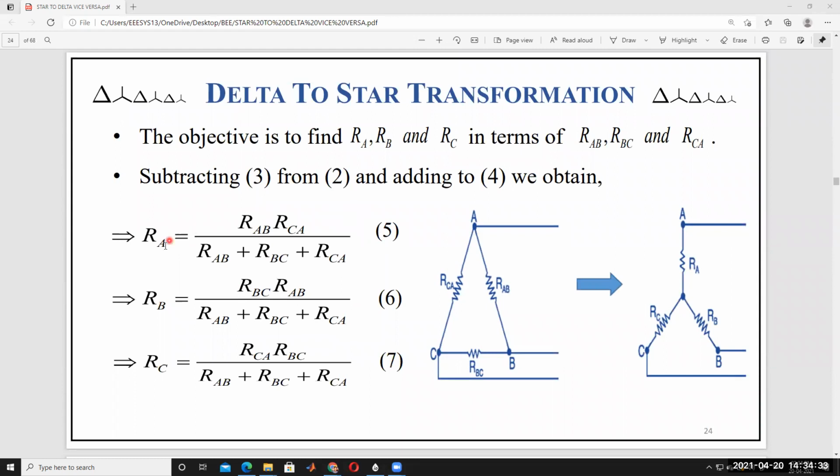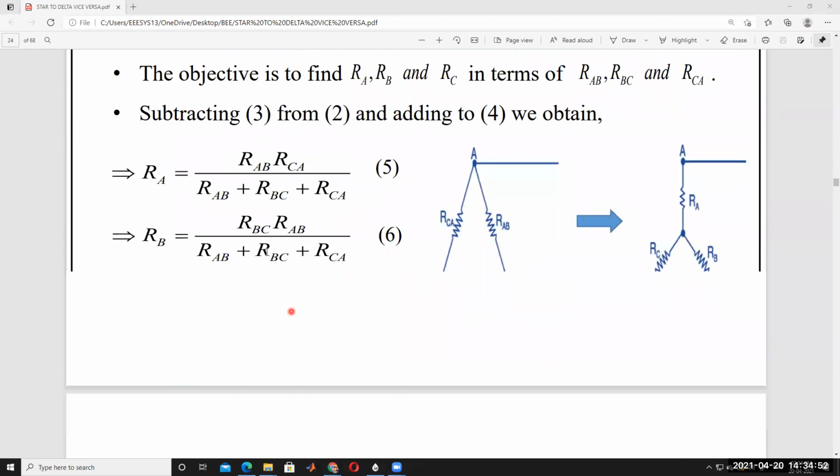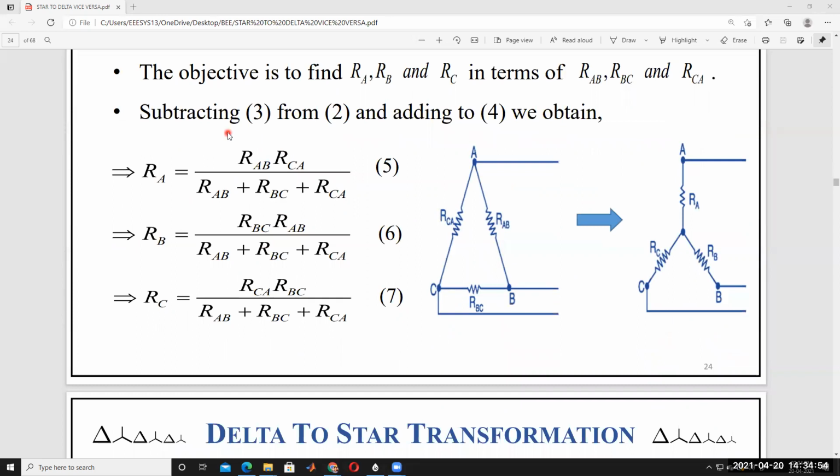RA is equal to RAB, RCA divided by RAB plus RBC plus RCA. The resistance RA in the star connection network is equal to RAB into RCA divided by RAB plus RBC plus RCA. What you do is third equation and second equation, fourth equation.